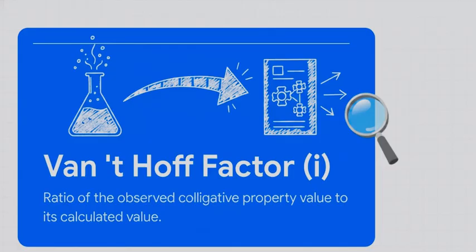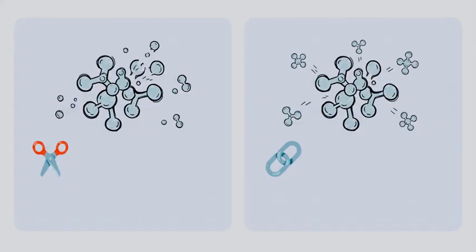To calculate these properties accurately, we have to use the Van 't Hoff factor, represented by a lowercase i. It's simply the mathematical ratio of the observed value of a colligative property compared to its theoretically calculated value. Think of it like a bridge. It's the bridge between what we expect to happen on paper and what's actually happening right there inside the chemical solution. Let's see how that i value actually behaves for a non-volatile solute.